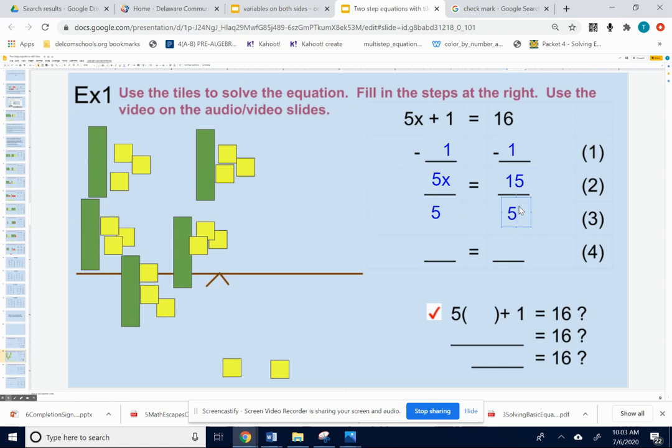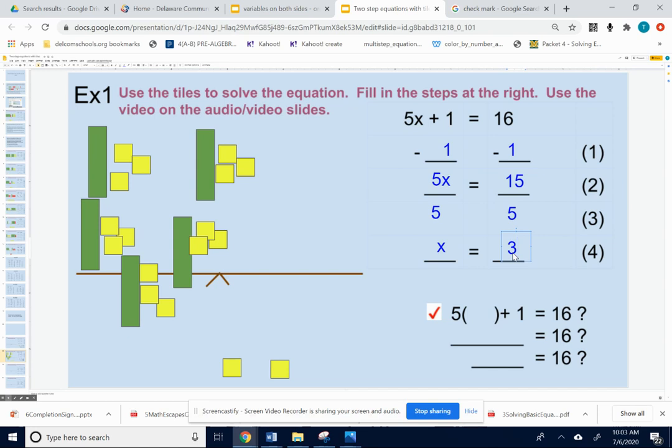Your final answer is just whatever each x equals. What does each trick-or-treater get? They get 3, right? So each x equals 3. So my solution to this equation is x equals 3. You'll get better at these as you keep doing them.